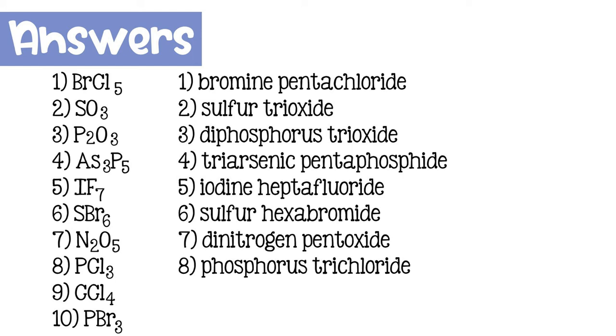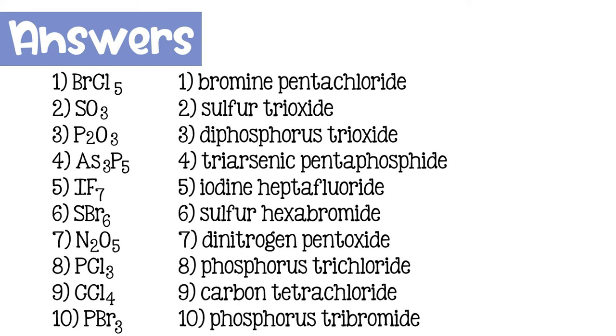Once again, we only have a single of our first element, carbon, so there is no prefix. Then Cl is chlorine, and there's 4 of them, so our ending's going to be tetrachloride. Now let's look at number 10, PBr3. P is phosphorus, no prefix necessary, and there are 3 bromines, so tribromide.